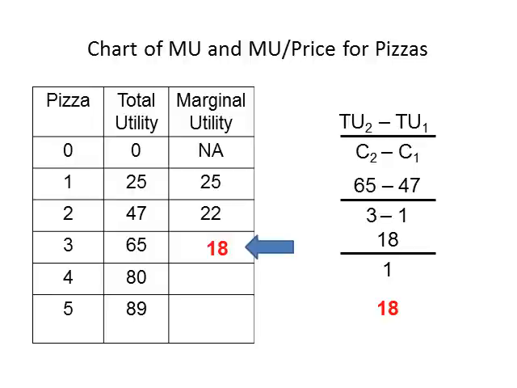Next, write down the formula for the marginal utility. Substitute in the values for the formula. In this case, TU2 is 65, TU1 is 47, C2 is 3, and C1 is 2. Next, do the subtractions, which gives 18 in the numerator, the top number, and 1 in the denominator, the bottom number. Divide the numerator, 18, by the denominator, 1, which is equal to 18. Place 18 into the fourth row of the marginal utility column.